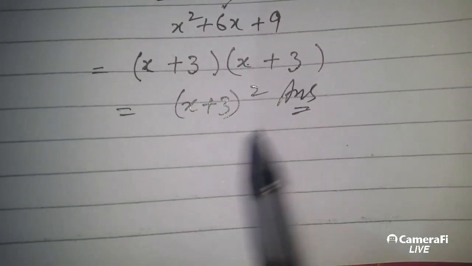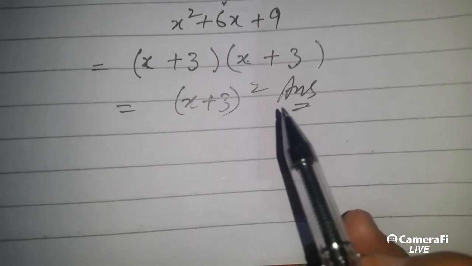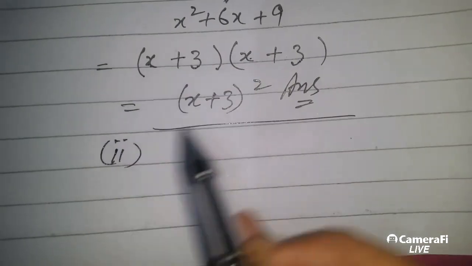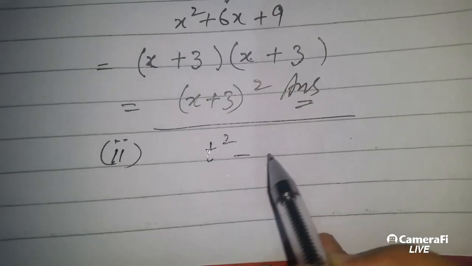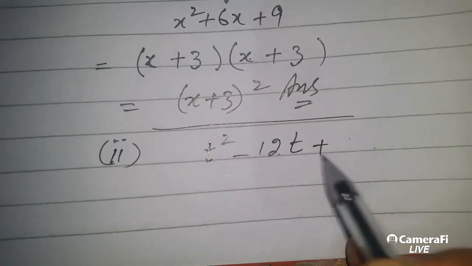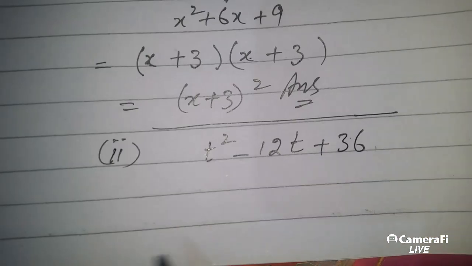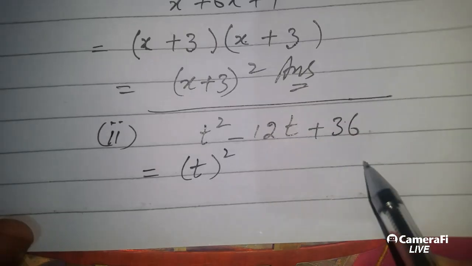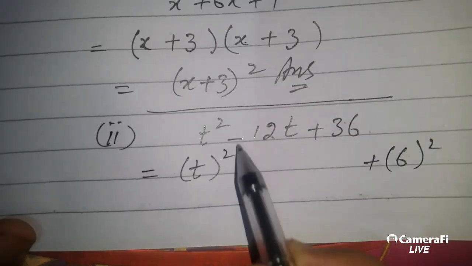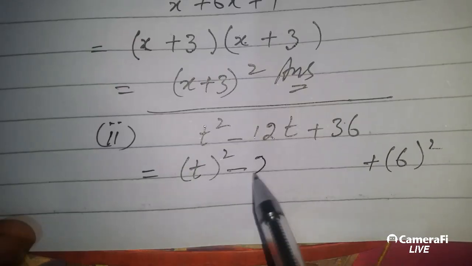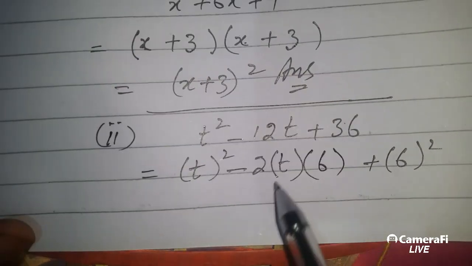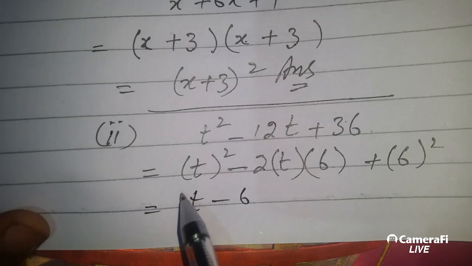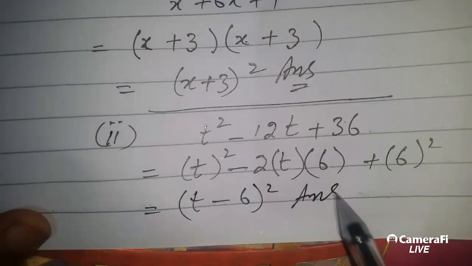I shall explain this method in more detail later on. Let's take the next example. t square minus 12t plus 36. Here again you can see that t square is nothing but the square of t, and 36 is nothing but the square of 6, and the minus sign is as it is, so 2 times 6 is 12t. So it is the whole square of t minus 6, and this is the answer.